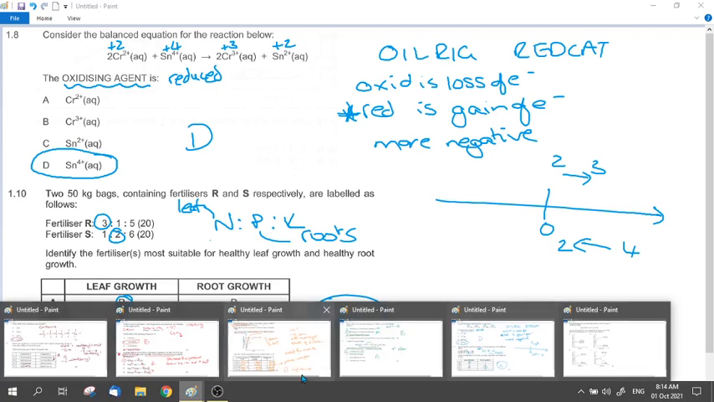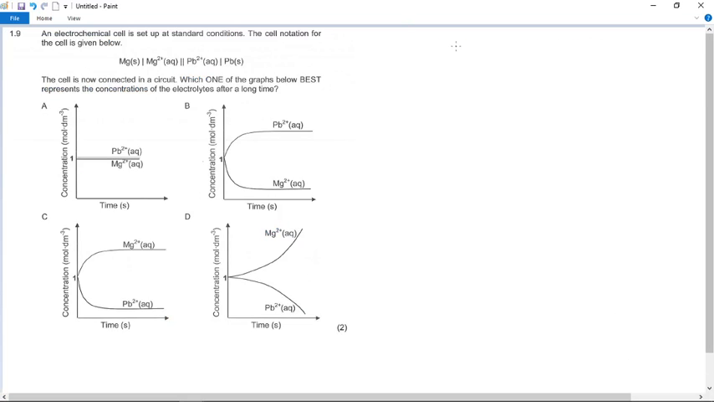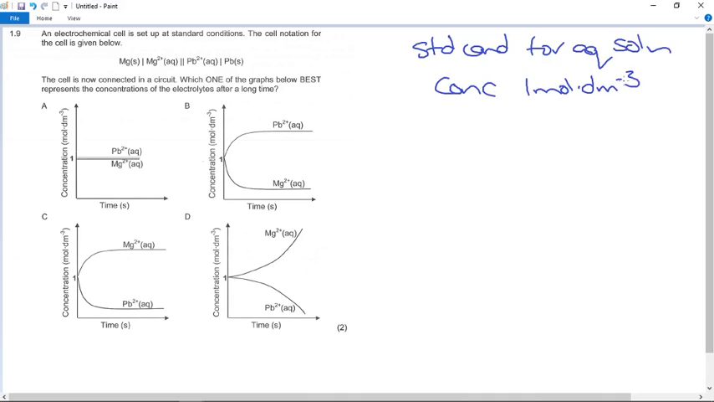And now finally, we will go to question 1.9 out of order. It says to you, an electrochemical cell is set up at standard conditions. The cell notation for the cell is given below. Okay, so what do you need to see here? You see there are aqueous solutions. So standard conditions for aqueous solutions is that the concentration must be 1 mole per cubic decimeter, and obviously the gas at 1 atmosphere, and I do believe the temperature at 25 degrees, okay?